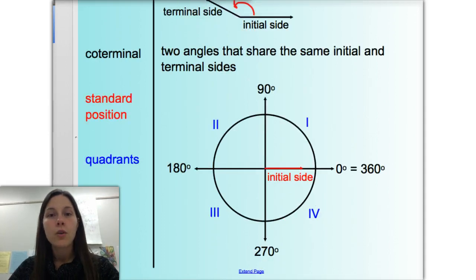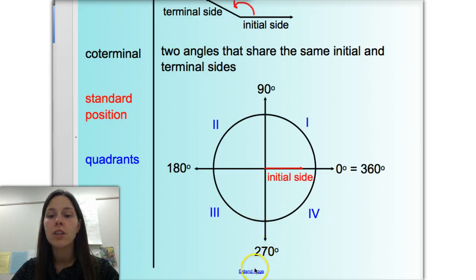Next definition is coterminal angles. These are two angles that have the same initial side as well as the same terminal side. So as you are rotating them around a point, they would land on top of each other. Now you can rotate more than 360 degrees. You'd form a full circle and rotate back, and that is when you would get the coterminal angles. Or you could rotate one in a positive direction and rotate the other one in a negative direction to end up with coterminal angles as well.